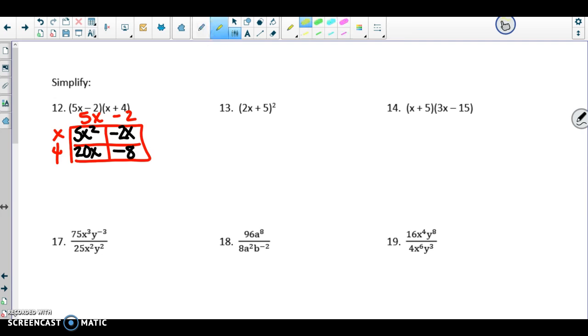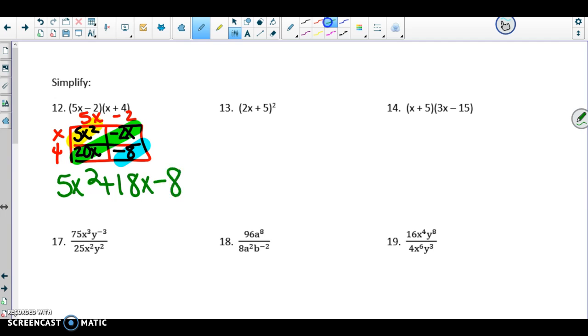So then I can take a look that, okay, I have 1x squared. I have my x's. And then I have this. So when I put them together, I end up with 5x squared plus 18x and then minus 8, and that would be my final answer. So let's take a look.